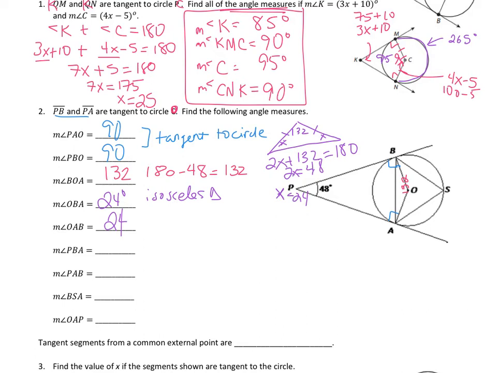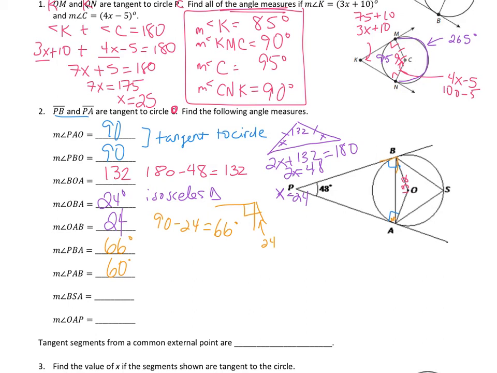Angle PBA is only part of our right angle, so it's not 90 degrees. But if the whole thing is 90 degrees and we just showed that this is 24 degrees, we have to take 90 minus 24, and that will give us that remaining angle, and that gives us 66 degrees. So that little piece is going to be 66 degrees. PAB is going to be the exact same thing because it's the same angle right here on the other side of our circle. So we've got two more.